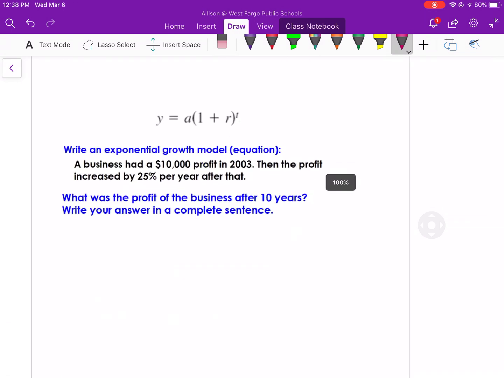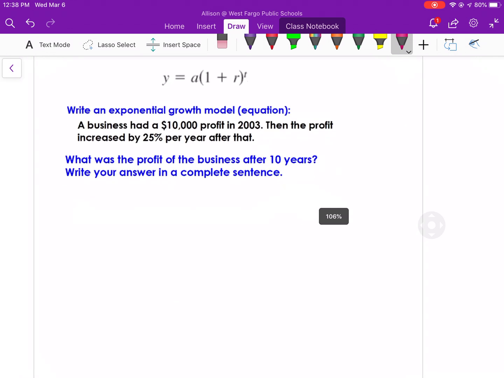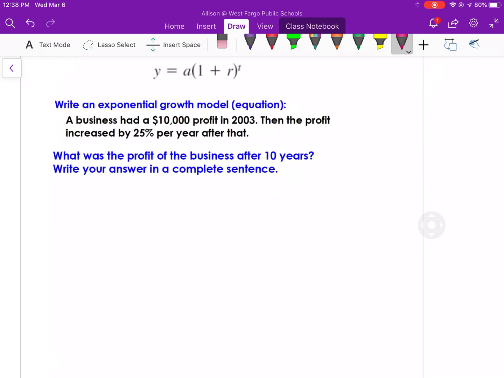So here's an example using the growth model. A business had a $10,000 profit in 2003. Then the profit increased by 25% per year after that. What was the profit of the business after 10 years? And write your answer in a complete sentence. So first it said write an exponential growth model, or write the equation. So the model will look like this.